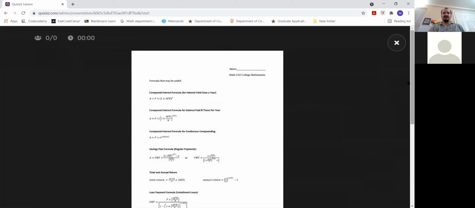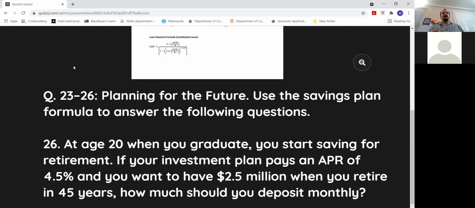I think this is another savings account problem. At age 20, when you graduate, you start saving for retirement. If your investment plan pays an APR of 4.5% and you want to have 2.5 million when you retire in 45 years, how much should you deposit monthly?